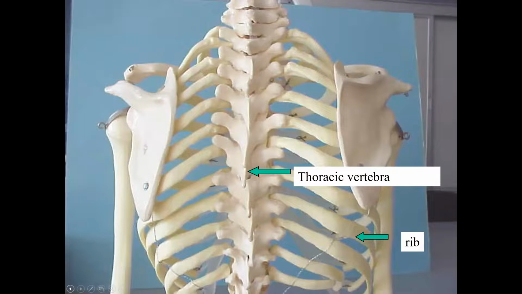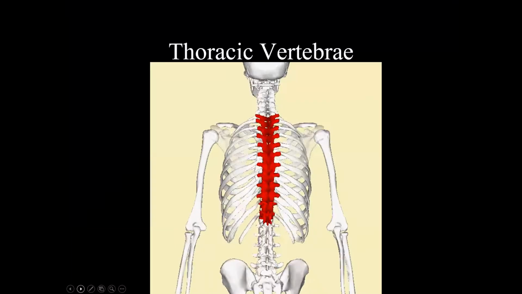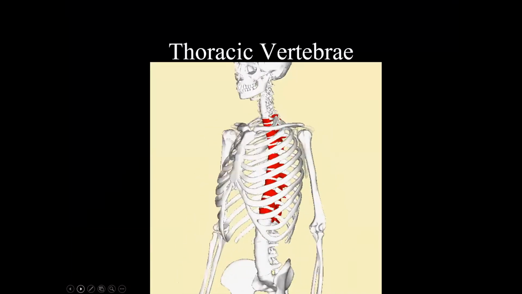In the back, they articulate. There's a point to articulate. And in the front, they're going to attach either directly or indirectly to the sternum, except for ribs 11 and 12. They don't attach at all. So there are the thoracic vertebrae.